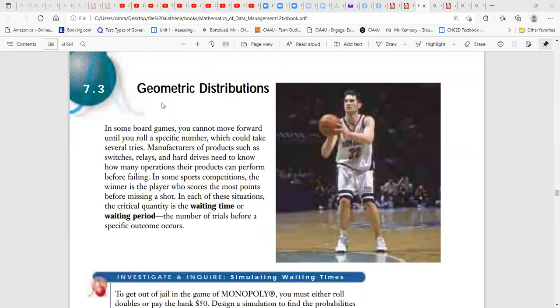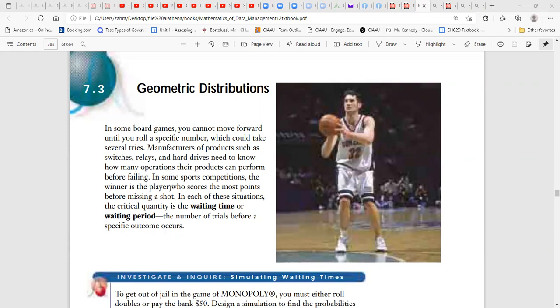7.3 Geometric distribution. Sometimes we have a situation where you have to wait until the success event happens. For example, in some board games, you cannot move forward until you roll a specific number, which could take several tries, right? And manufacturers of products such as switches, relays, and hard drives need to know how many operations their product can perform before failing.